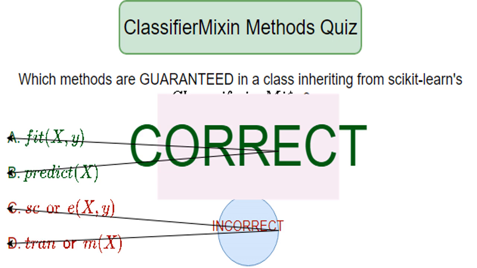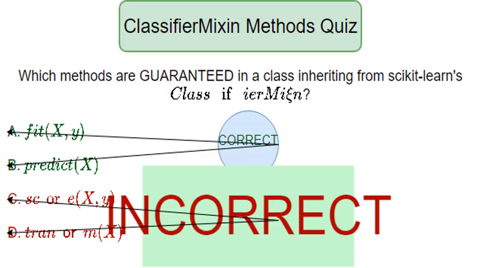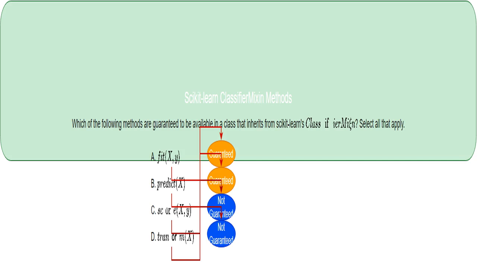These are the essential methods that define the fundamental interface of any classifier inheriting from ClassifierMixin. Options C and D are incorrect because while they might be commonly used, they're not mandated by the ClassifierMixin interface.